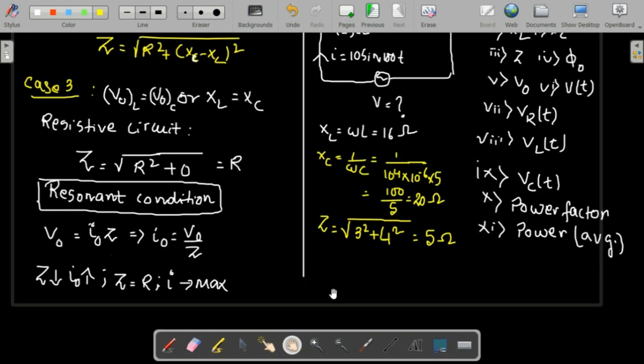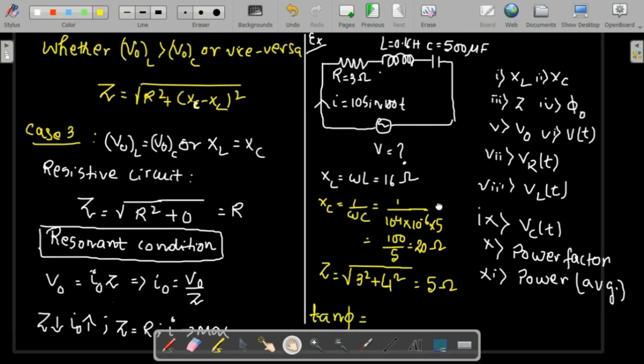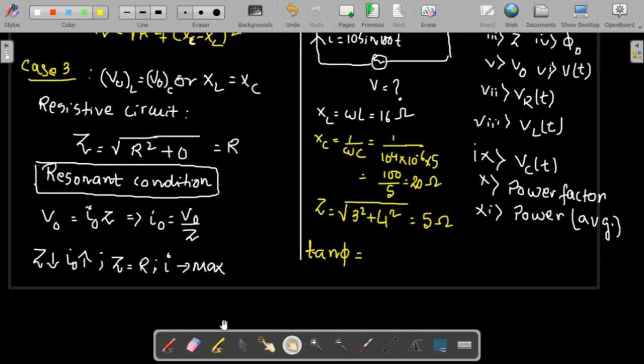Next we have to find out phi. Now if you want to find phi, that means you have to find, sorry, tan of phi. You can just check whether it's a capacitive or an inductive circuit. Capacitive reactance is 20 and this is 16. So obviously XC is greater than XL. If XC is greater than XL, we write it as XC minus XL divided by R. So 20 minus 16, that's 4, divided by 5.